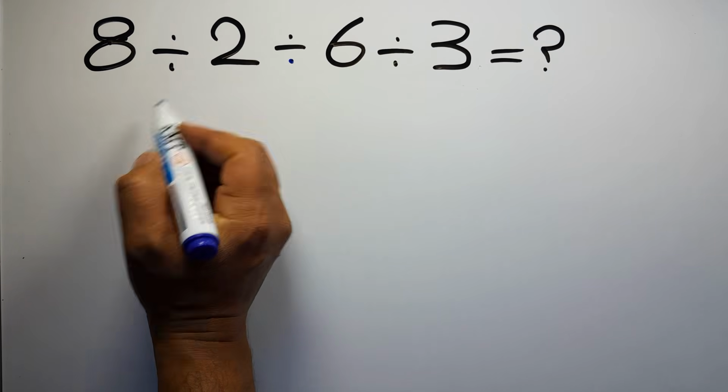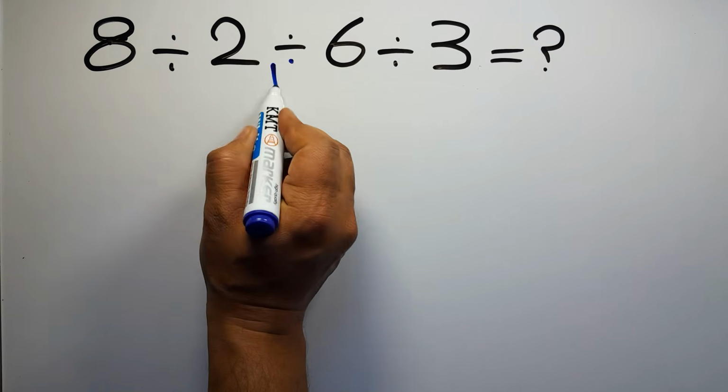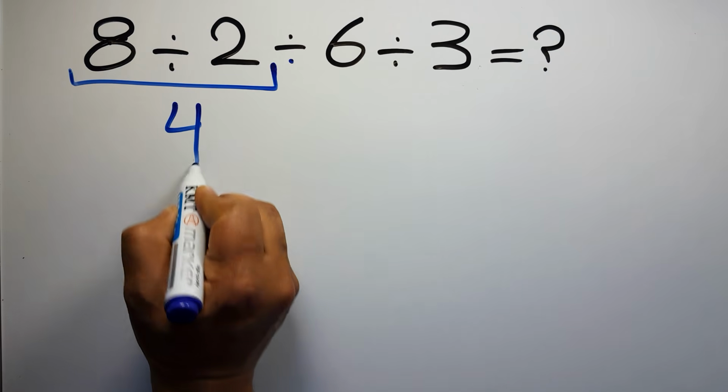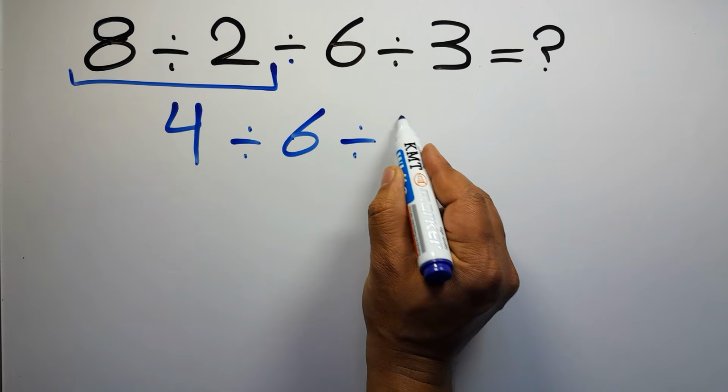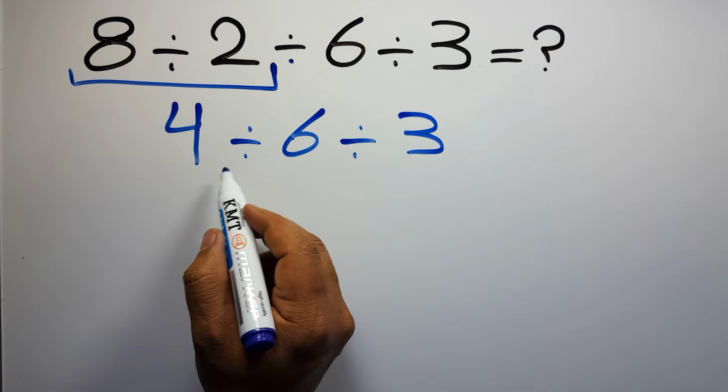So first we have to do this division. 8 divided by 2 equals 4. So 4 divided by 6 and divided by 3. Now we have to do this division.